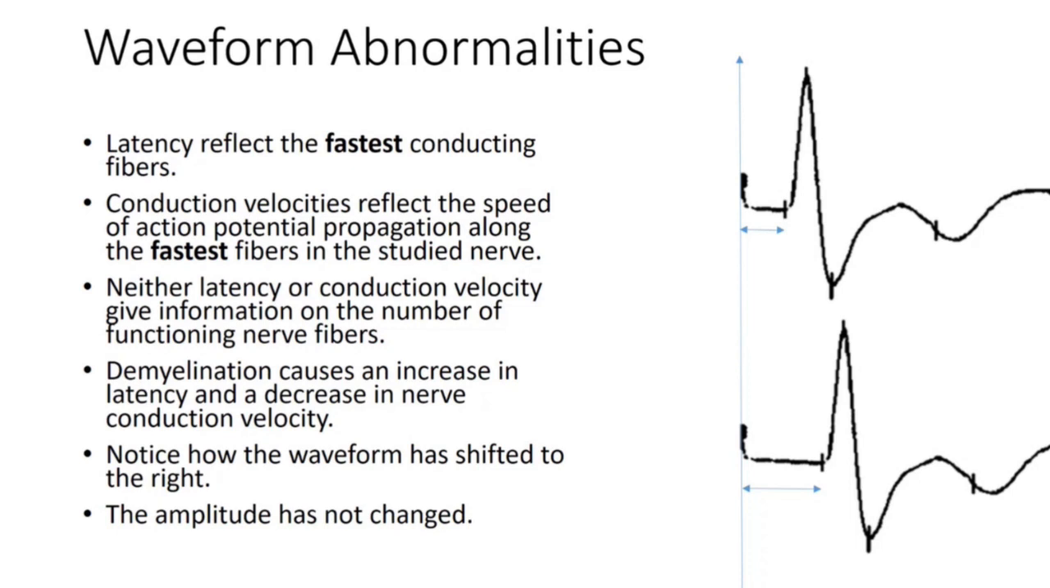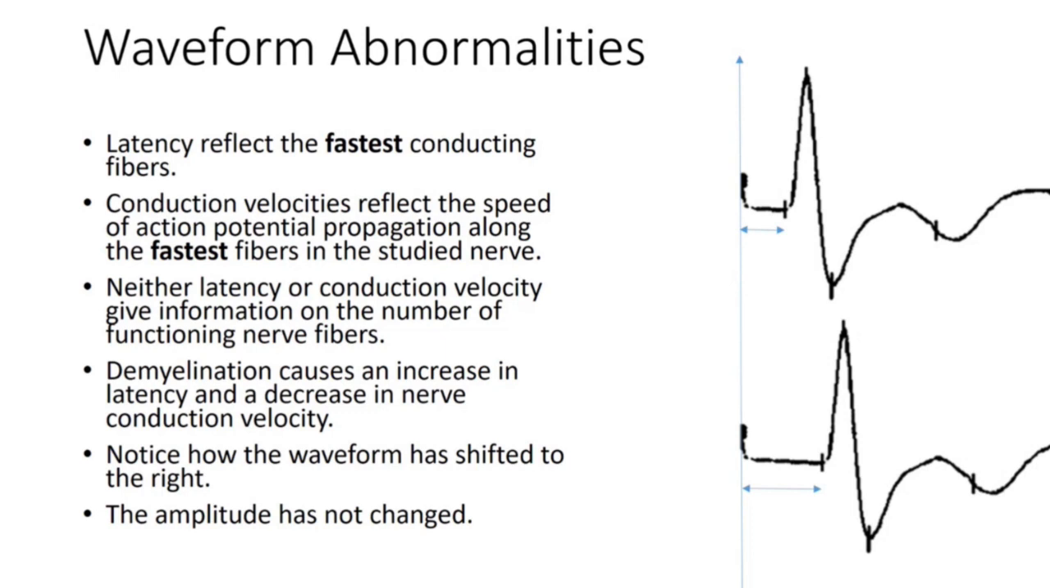And this shows that the conduction velocity, assuming that we've kept the distance the same, has slowed, and that's why the latency is longer. And the conduction velocity in this case is only going to be looking at the fastest fibers. Again, we talked about how nerve conduction studies look at myelinated fibers, and with sensory nerve action potentials, we're looking at the fastest conducting fibers. So it doesn't represent every fiber, but it represents the fastest ones.